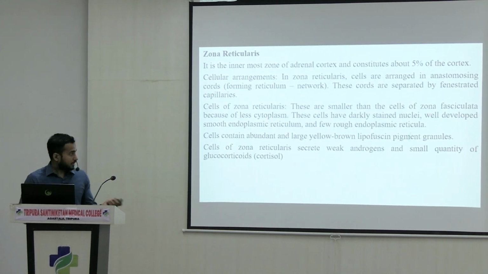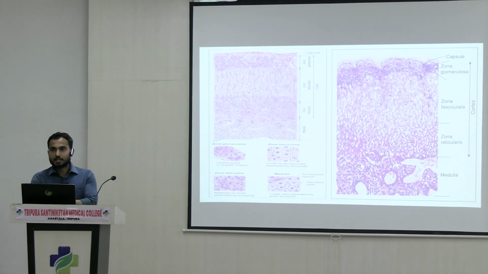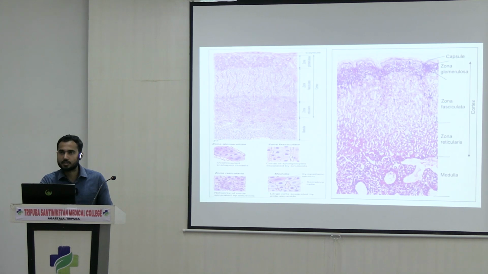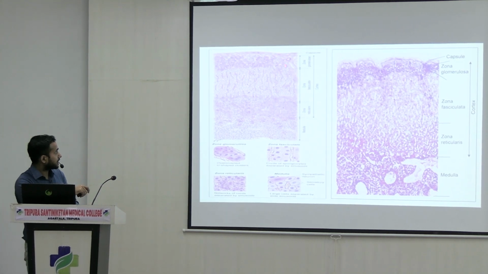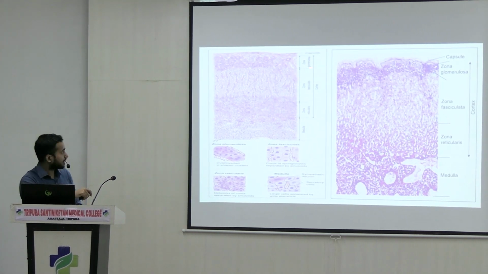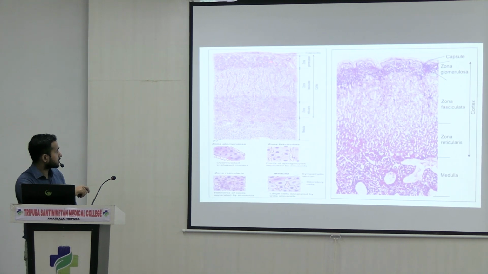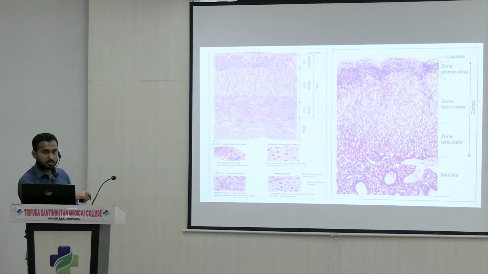Now this is a schematic diagram as well as a histological diagram under low magnification, where you can see the different zones. First you can see the capsule, then here the zona glomerulosa. This is the zona fasciculata, the middle part, and this is the zona reticularis. And this particular part is the medulla. The medulla I have not discussed yet; we'll be discussing that.